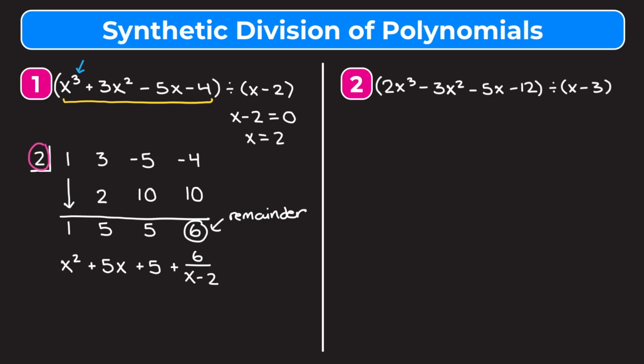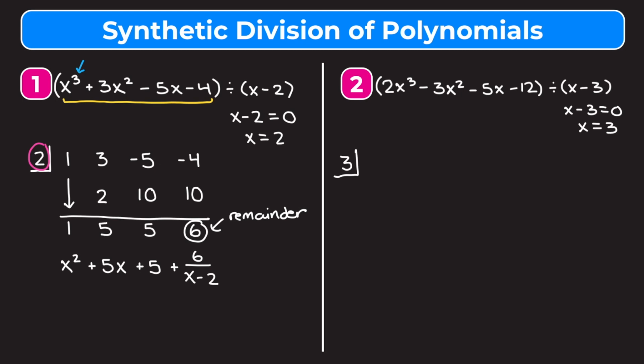Let's go over example 2, which is 2x cubed minus 3x squared minus 5x minus 12 divided by x minus 3. So let's start by drawing our little box, and now let's figure out what goes in the box. We're going to set what we're dividing by equal to 0 and solve. Add 3 to both sides to get x equals 3. So we're going to put a 3 in this box.